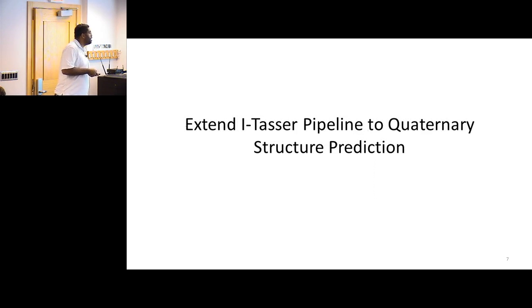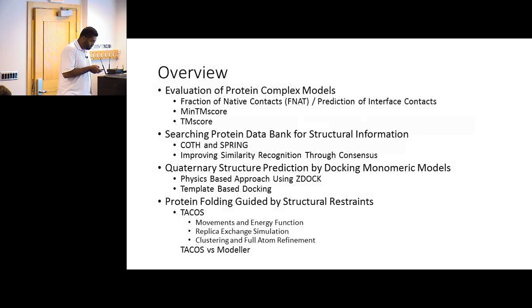So my major thesis project has been working on extending this I-TASSER pipeline to handle quaternary structure prediction. The overview of the rest of this talk is I'll start with a slide of a set of scores you're going to see a lot for comparing our model structures to the actual native structure. And then I'll introduce you to some of the searching algorithms we have, COTH and SPRING, that allow us to quickly search the Protein Data Bank to find homologous sequences.